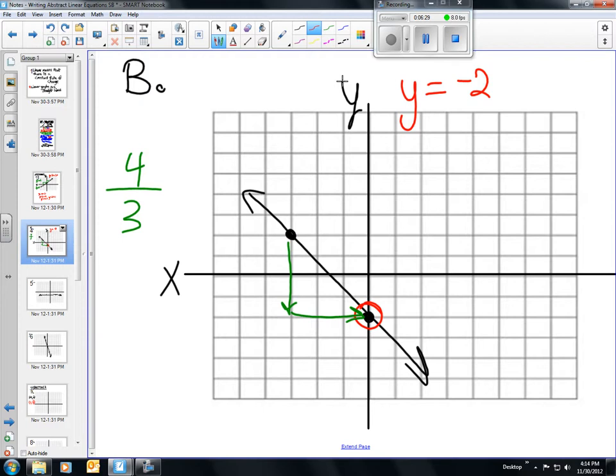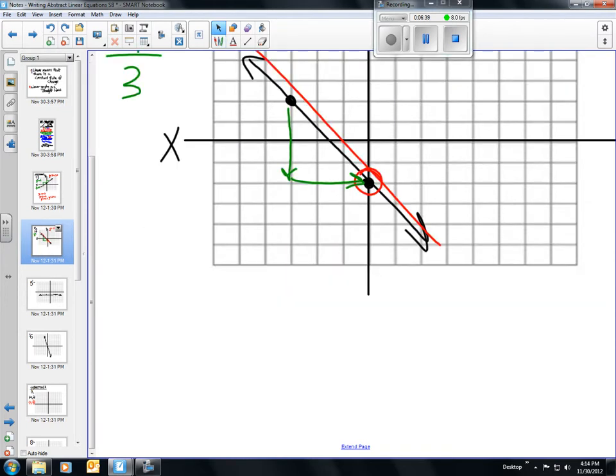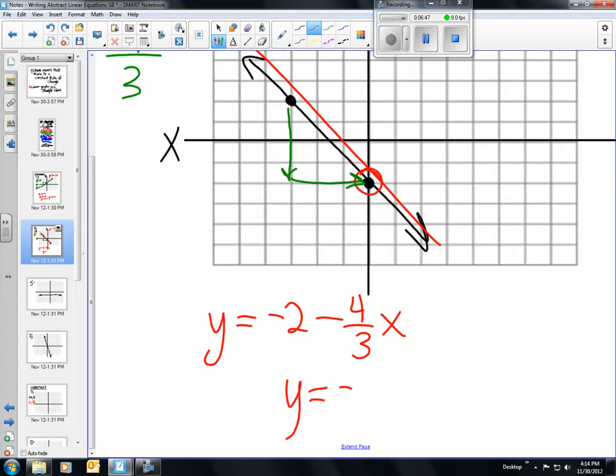So then we could say this is a decreasing graph because it's going downward from left to right. So we're going to say subtract 4 over 3 times our independent variable x. And we could rewrite that equation in many ways. You can either write this, or you could even write negative 4 over 3x minus 2. Those are both correct ways to write this equation.